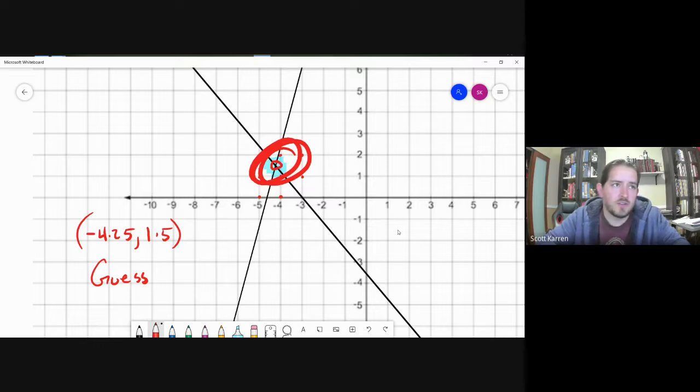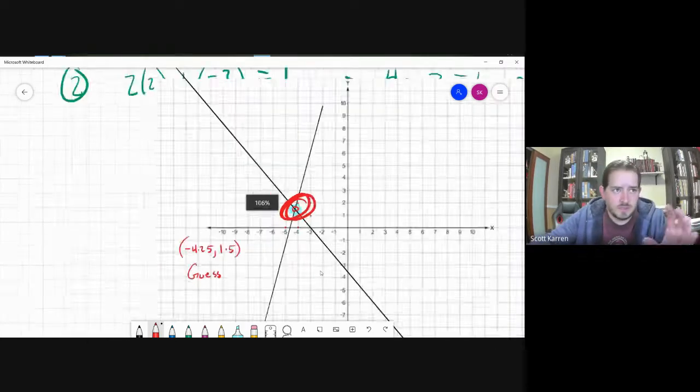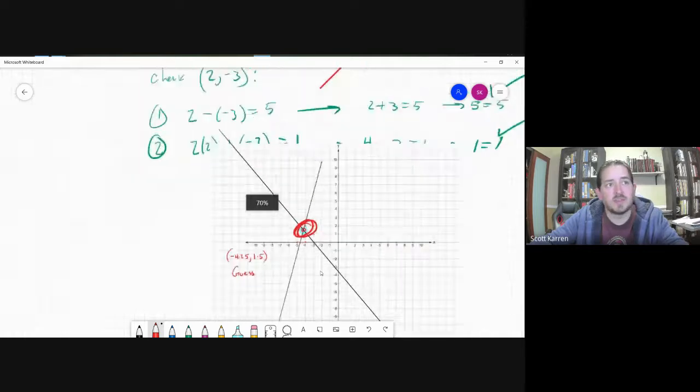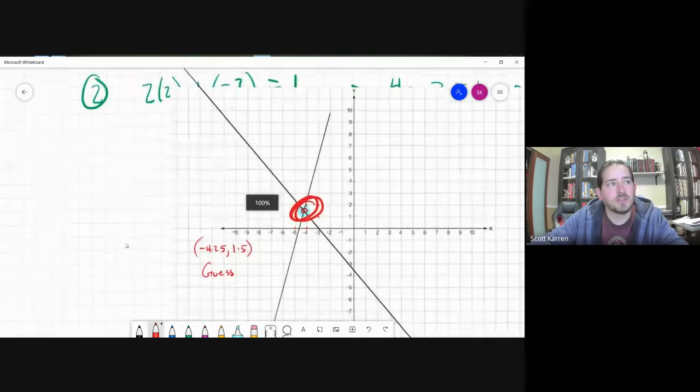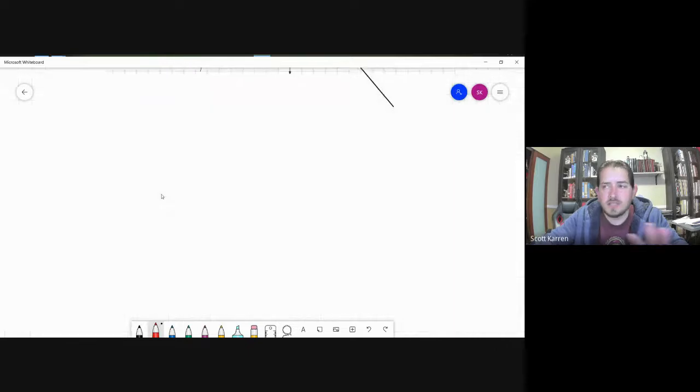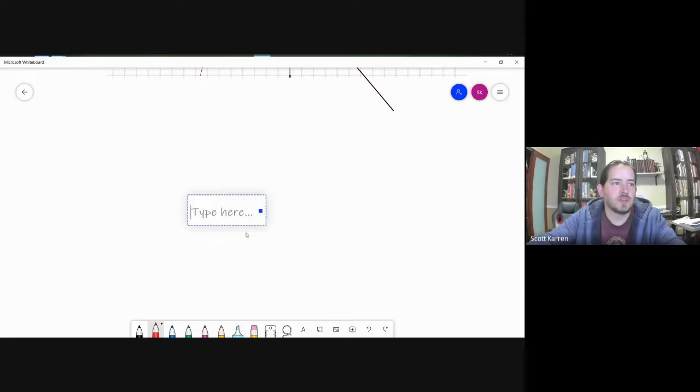So this is the downfall of graphing, is if it's not a nice integer value, it's hard to tell what it is on a graph. So this is the least preferred method as far as accuracy goes, but it's all right to kind of eyeball where your answer should be, right? But we would move on to another method called the substitution method.